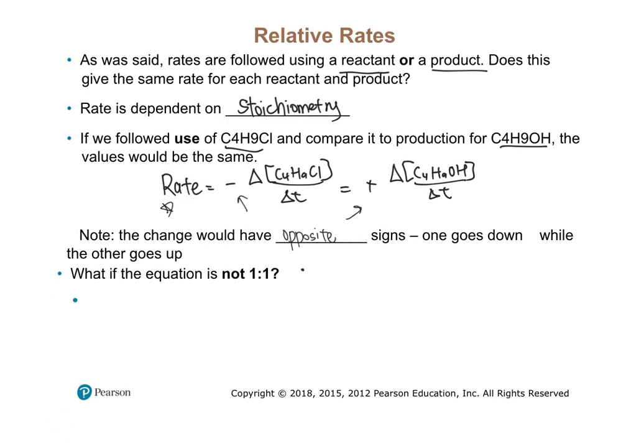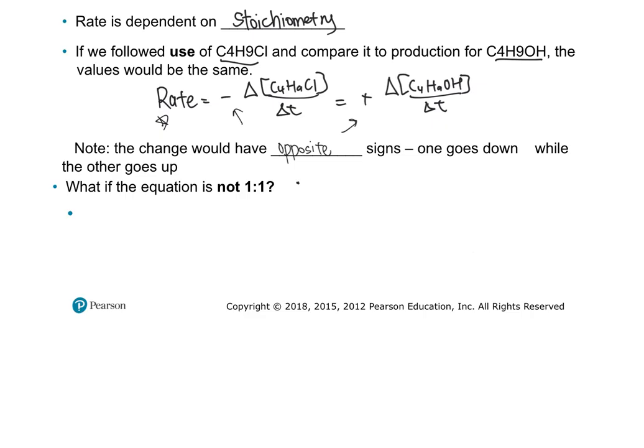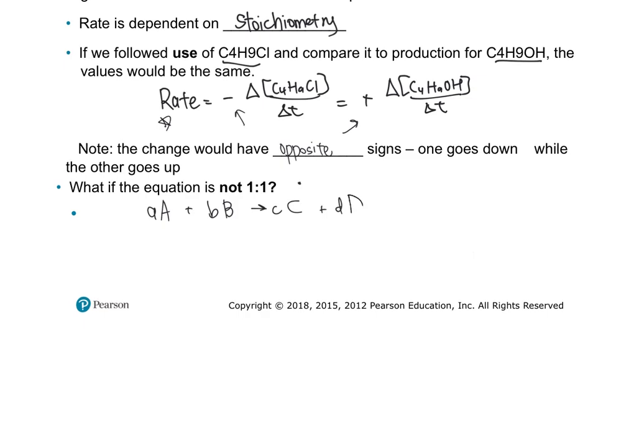So if we have a reaction that's not one-to-one, so we have something in general that's lowercase a of A plus lowercase b of B goes to lowercase c of C plus lowercase d of D, meaning that the coefficient is the lowercase letter and the uppercase letter is the chemical. So A and B are reactants, and C and D are products.